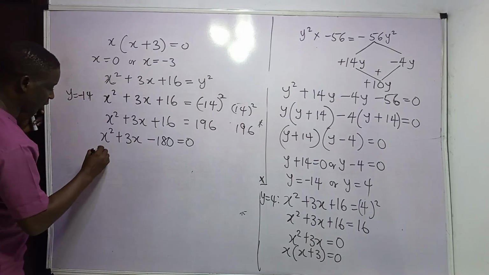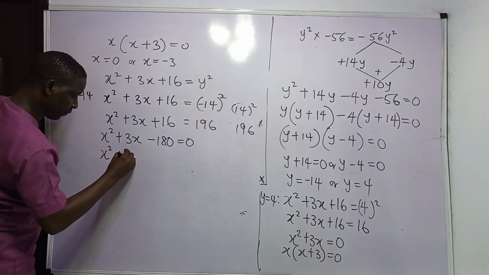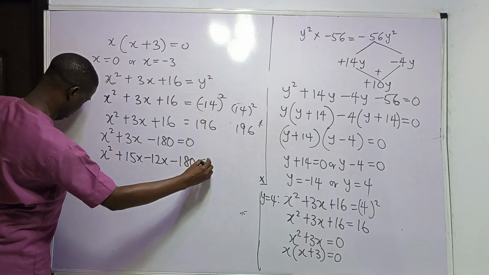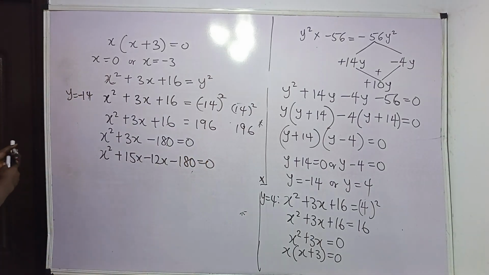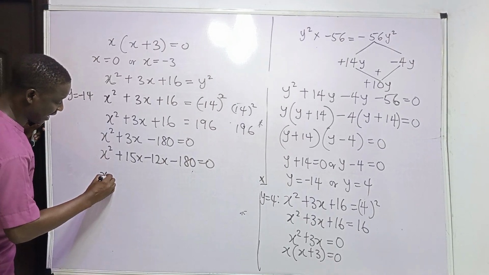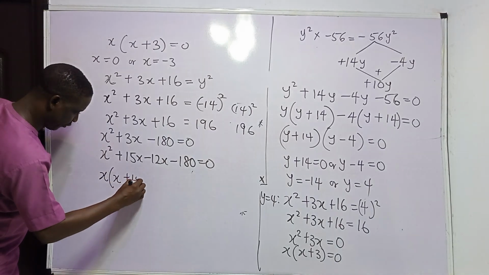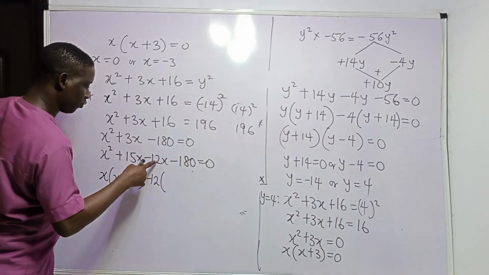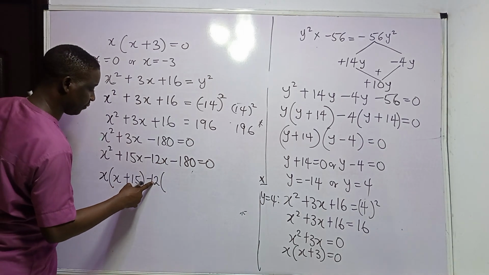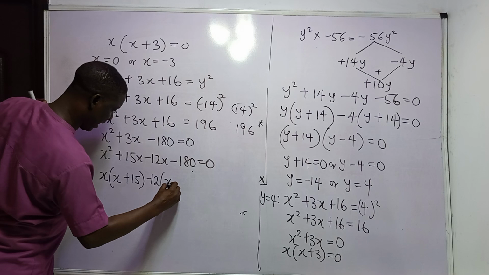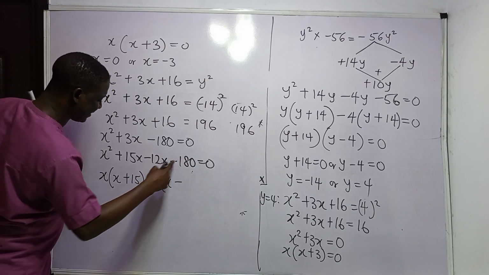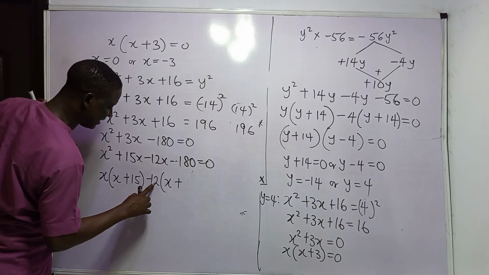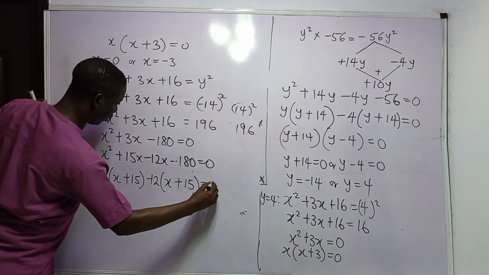So replace it. So I would have x squared plus 15x minus 12x minus 180 equal to 0. So we are getting the final answer. What is common? x is common. x plus 15. Then what is common here? Minus 12 is common. So minus 12x divided by minus 12 you have x, minus 180 divided by minus 12. This one, minus divided by minus, will give us plus. Then 180 divided by 12 will give us 15, equal to 0.